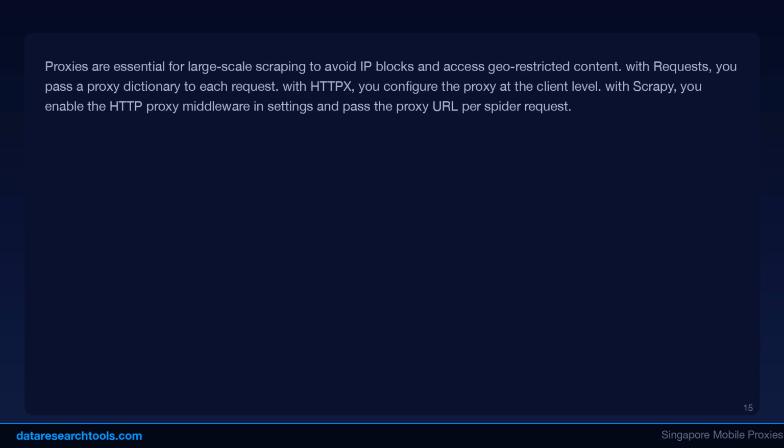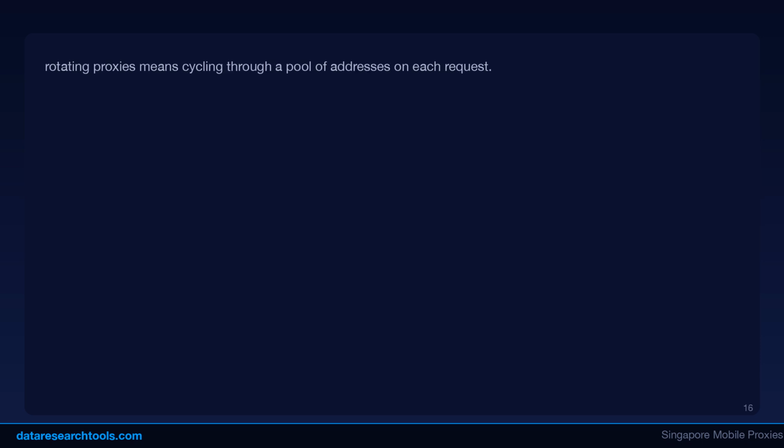Proxies are essential for large-scale scraping to avoid IP blocks and access geo-restricted content. With requests, you pass a proxy dictionary to each request. With httpx, you configure the proxy at the client level. With Scrapy, you enable the HTTP proxy middleware in settings and pass the proxy URL per spider request. Rotating proxies means cycling through a pool of addresses on each request.